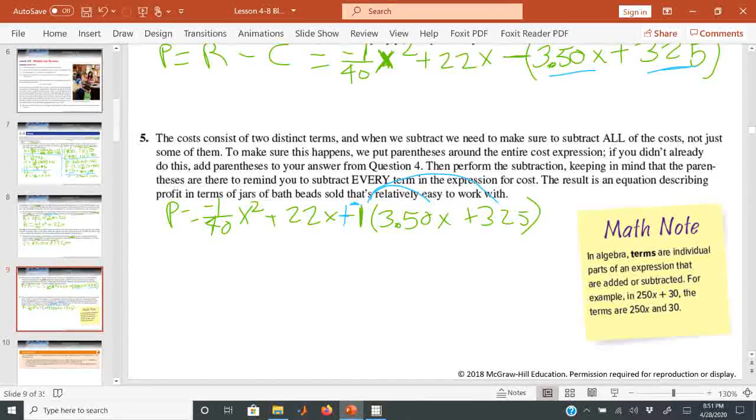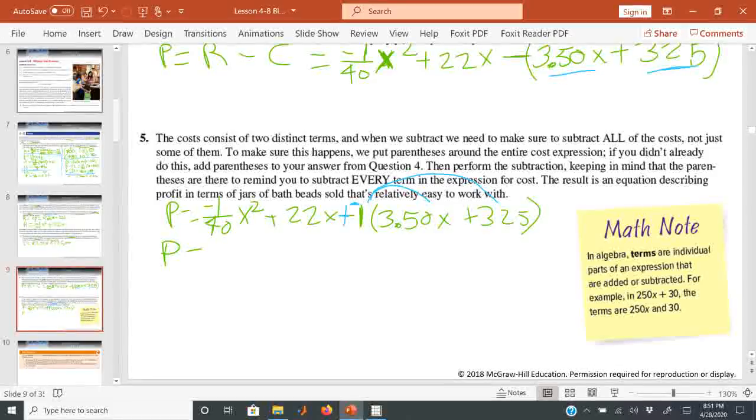In terms of the story, if we want to get profit, we have to subtract both costs. We have to subtract the fixed cost and the variable costs. A lot of people would just like to take out the parentheses and subtract 3.5x, but then they would be adding the fixed costs. You don't add the fixed costs, you have to subtract them, the same as you would subtract the variable costs.